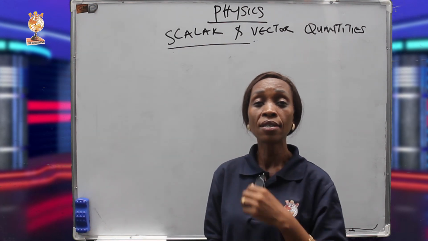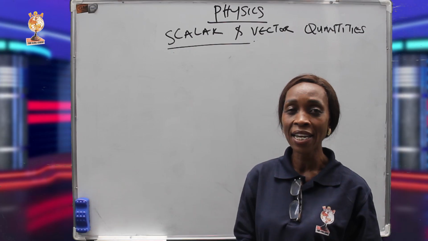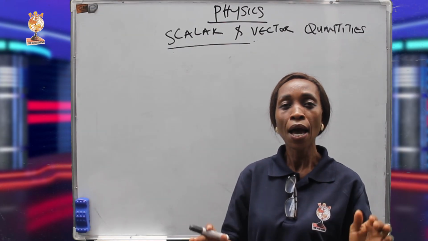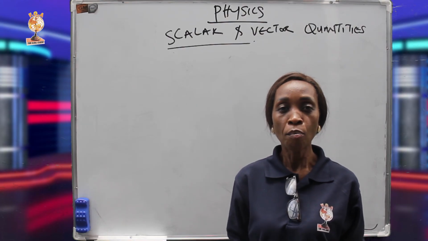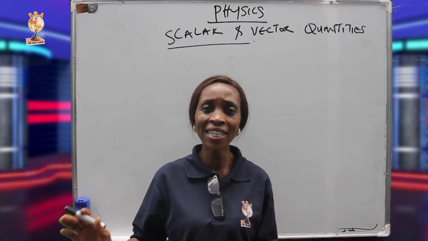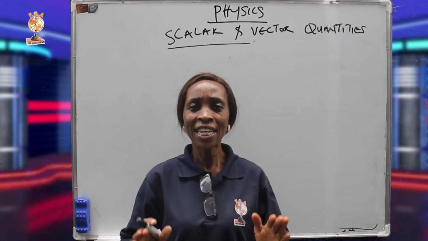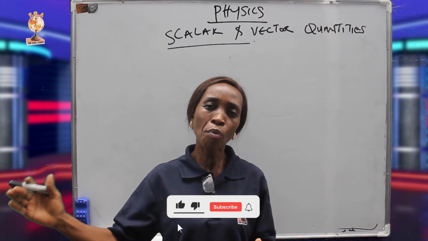Scalar quantities are quantities that have magnitude, that is size, but no direction. But vector quantities are quantities that have both magnitude and direction. It tells you where and what to do at every given point in time.